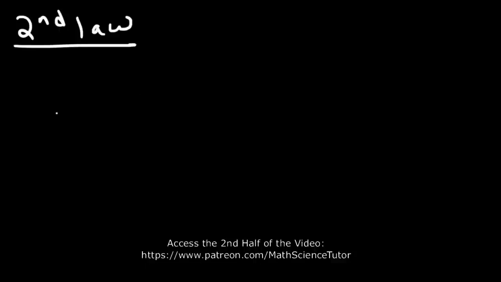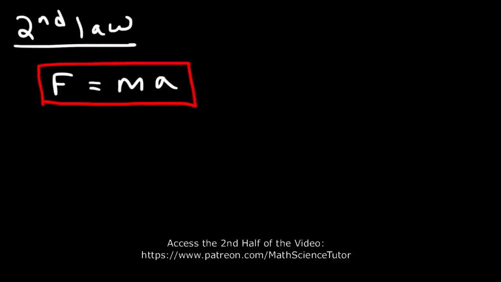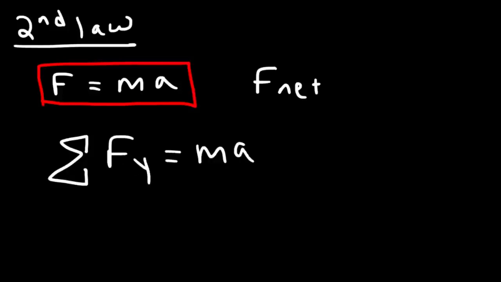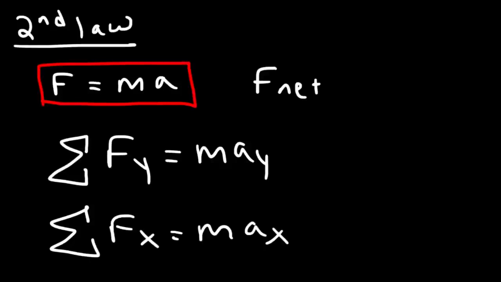The best way to summarize Newton's second law of motion is through this equation. The net force of an object is equal to the mass times the acceleration. Sometimes you'll see the term net force written this way, with a summation symbol, or sigma. And this could be the net force in the y direction or the net force in the x direction. Nevertheless, just make sure you understand that the net force is basically the mass times the acceleration.